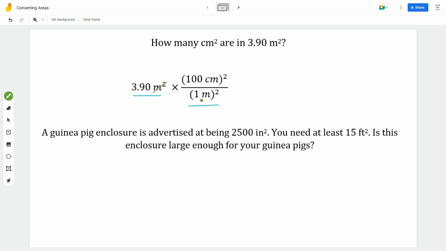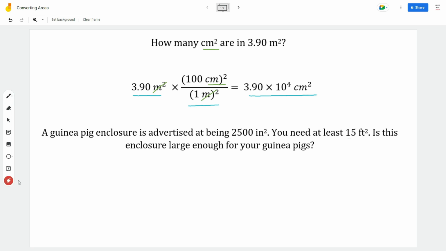So my meters squared cancels. I'm going to be left with centimeters squared in the numerator, which is exactly what the problem asked for. So let me show you how to put this in your calculator. You are going to take 3.90. You are going to multiply by 100 squared. The final answer is 3.90 times 10 to the 4th centimeters squared.